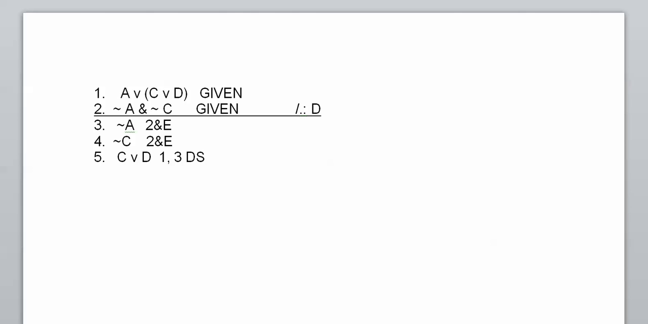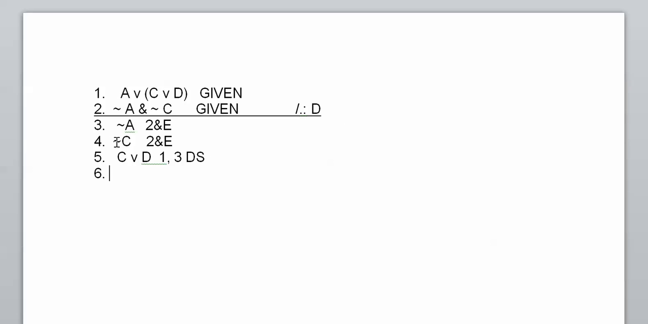Again, remember disjunctive syllogism is P wedge Q, not P, therefore Q. That's exactly what we've done here in line 5. The only difference is that we have taken our Q to be this entire thing here, right? And we move that down to line 5. So we now have C wedge D. So we're getting closer to our goal of getting D alone.